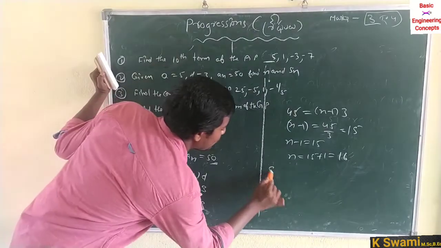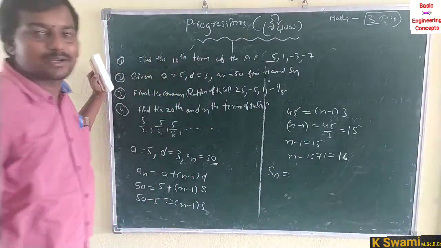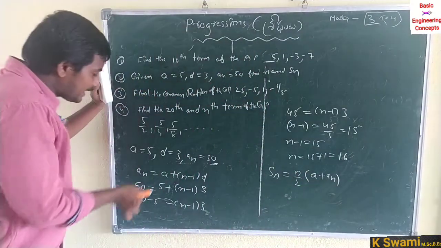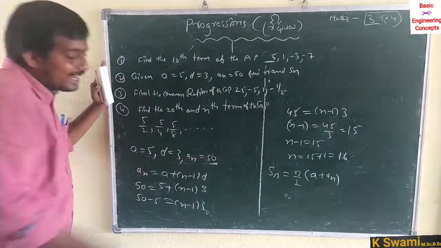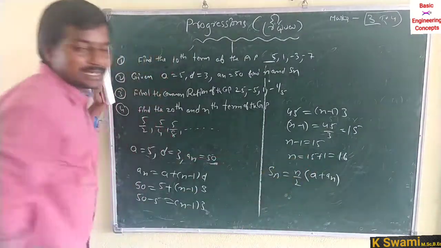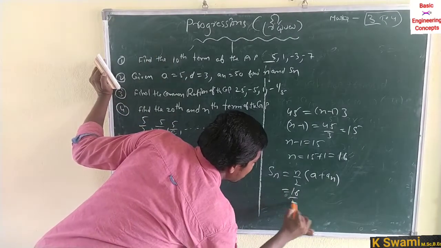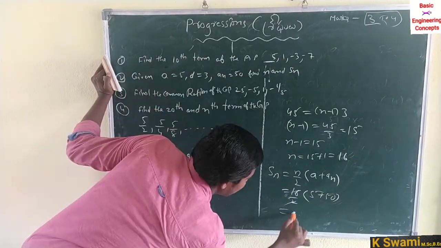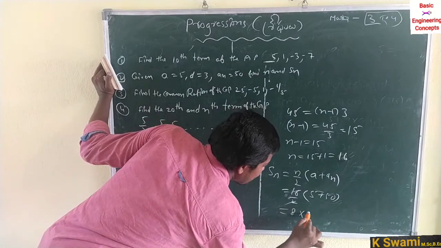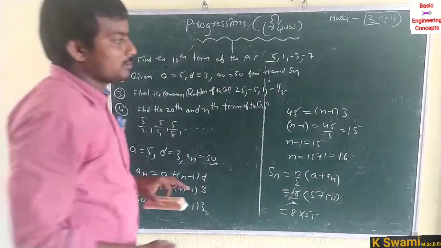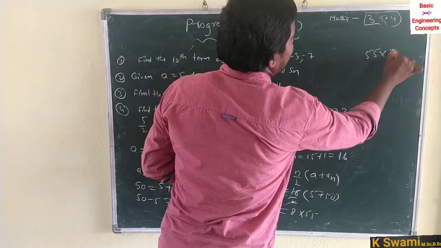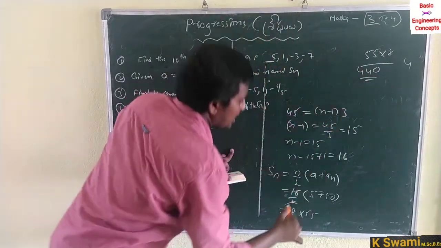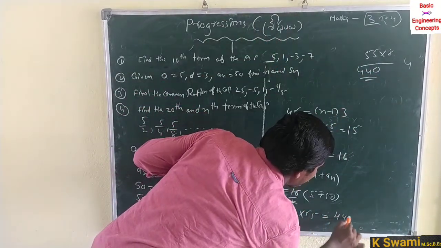We know that Sn is equal to n by 2 into a plus an. We know that a is equal to 5, an is equal to 50, and n is equal to 16. So 16 by 2 into 5 plus 50. 2 8s are 16, so 8 into 55. 8 5s are 40, 8 5s are 40, 440. The sum of the terms in the given series is 440.